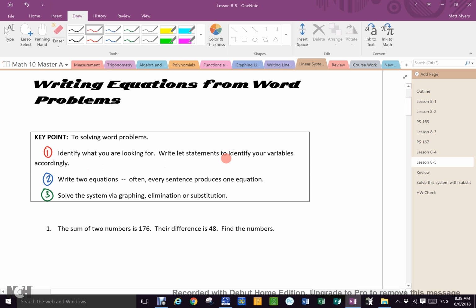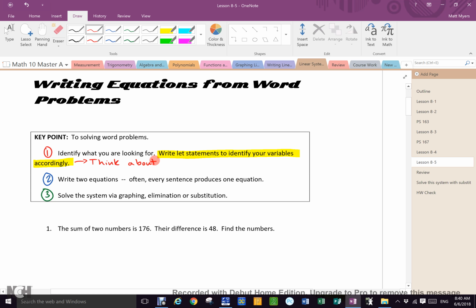What are we looking for? And this is key. Write Let statements. We're going to talk about what that means in a minute. This is not an English class. It is not as essential as you may think to write this out. But at the very least, you must think about it. And we're going to talk about that in a moment.